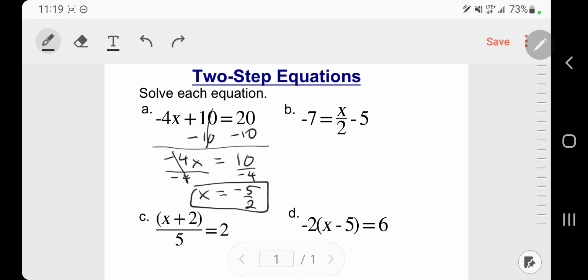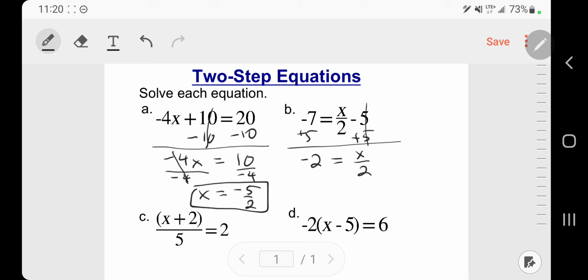All right, moving on to our second example, we have negative 7 equals x over 2 minus 5. Now I'll start here by trying to get rid of this minus 5 or this negative 5 on the right. The inverse operation for subtracting 5 would be to add 5 on both sides. So I'll start with that. That cancels out our 5 on the right side, and now we have negative 7 plus 5 on the left. That's going to end up being a negative 2 equals, and then I have an x over 2 on the right.